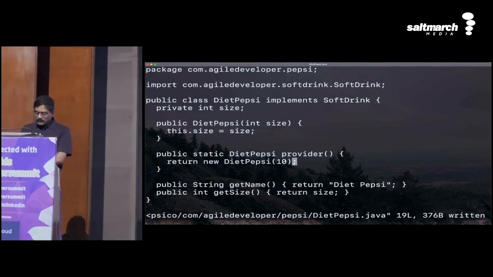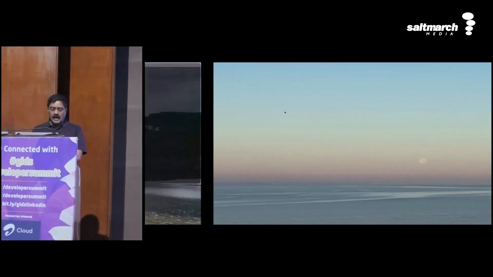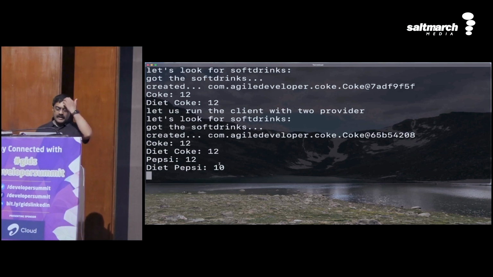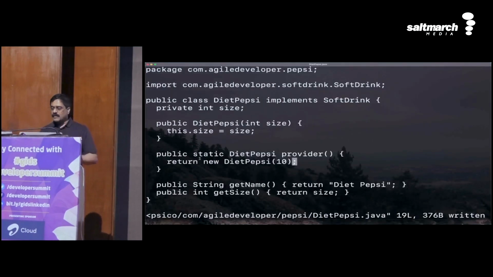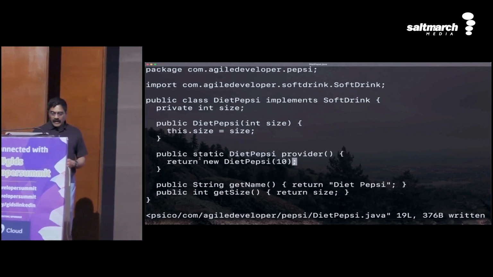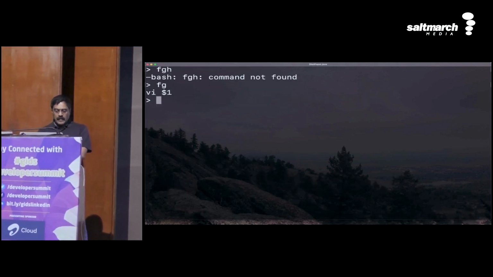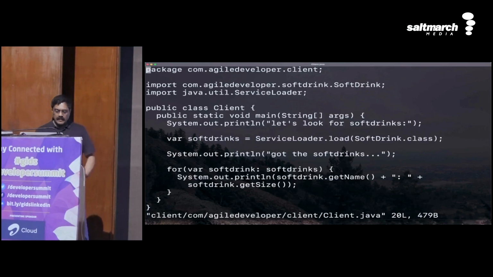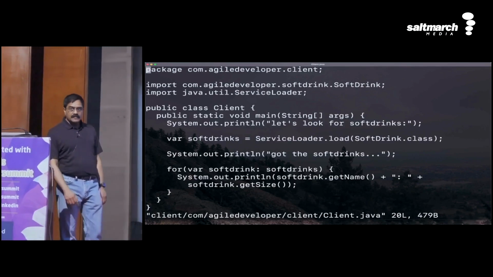So now, if I go back and look at the output of this code, you can see in this case it brought in Diet Pepsi with a 10. So you can see the objects being created on demand, and it was able to provide those. So we have two implementations, and the two implementations are able to bring those implementations for us, and we are able to use them, and that's what we are seeing here in the client.